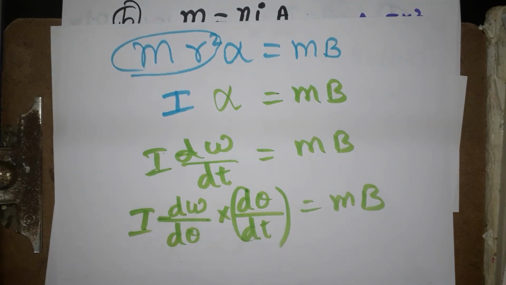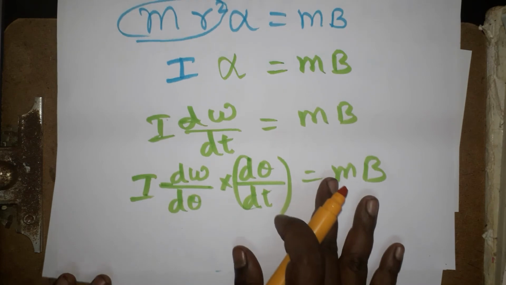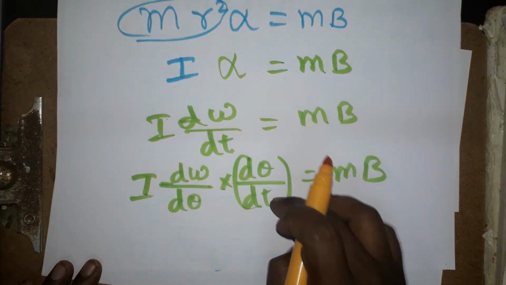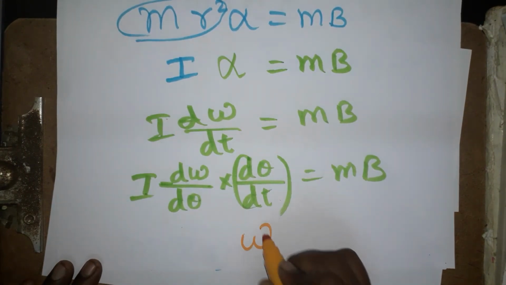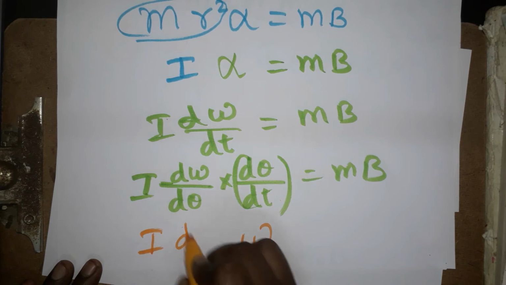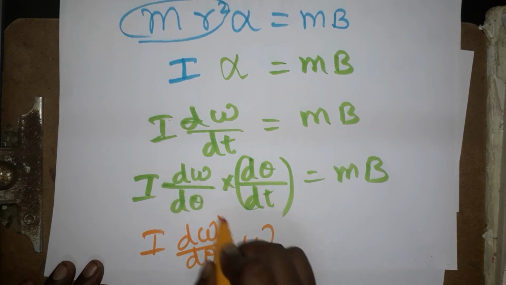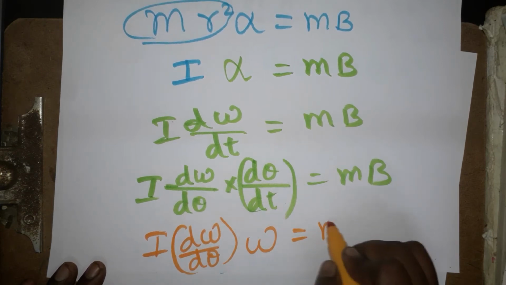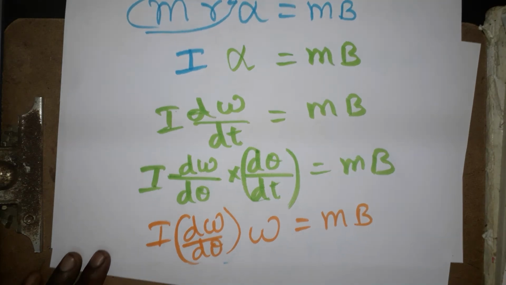Why am I changing like this? That's another question I have. Because I want to relate with omega. Omega is equal to angular displacement by time. This we can take as omega, I d omega by dt, because they asked for omega, I am just relating with the omega. So mB, like this the equation is getting modified.